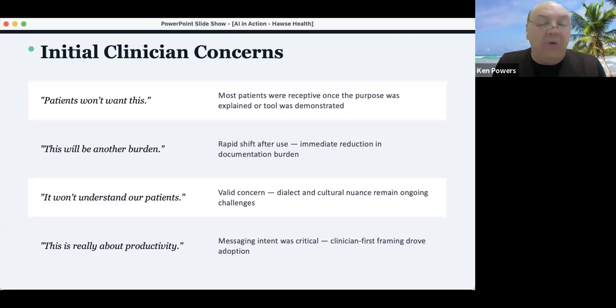And then we also saw a theme of "it won't understand our patients." Again, a very valid concern, especially here in rural West Virginia. Sometimes we have a dialect or an accent, or there might be some cultural nuance. That does remain a challenge, but we've found ways to help improve that.